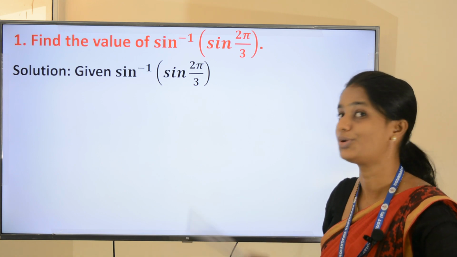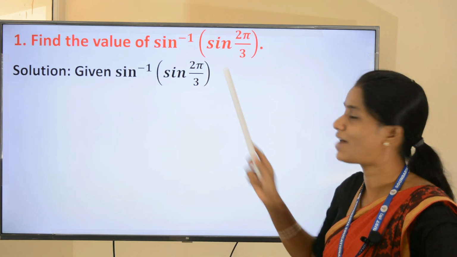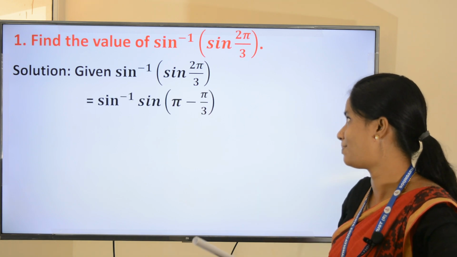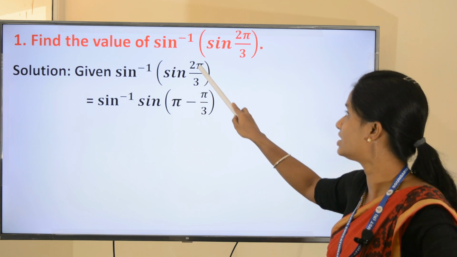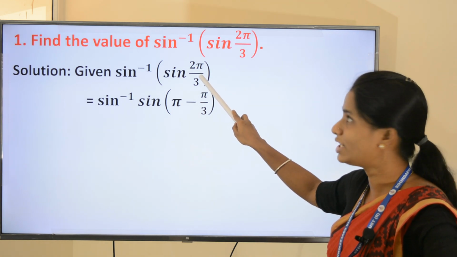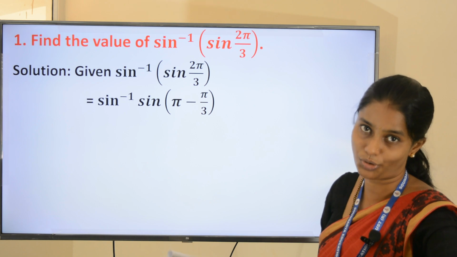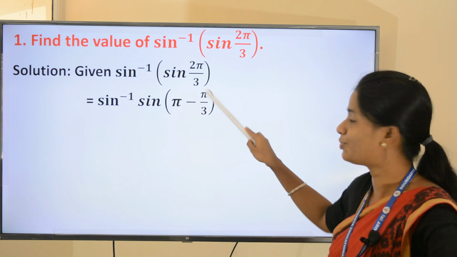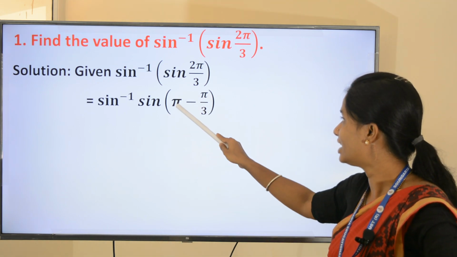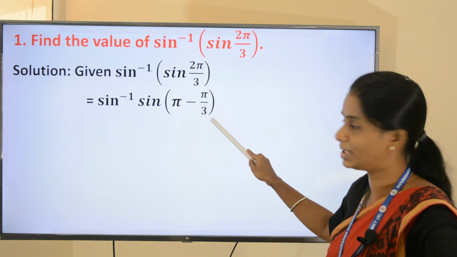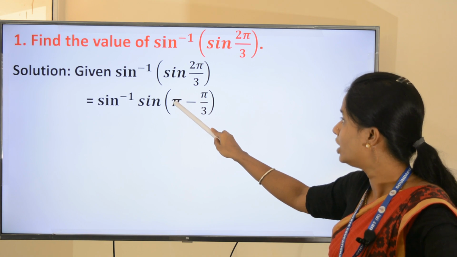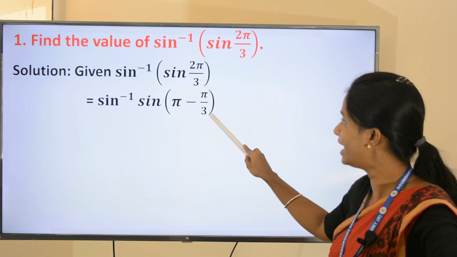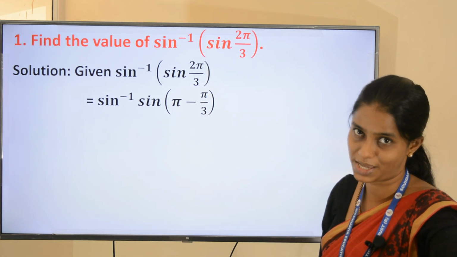Now what we have to do? We have to simplify the given function. How can we simplify? Please observe 2 pi by 3. Pi by 3 is 60 degree. 60 degree into 2 is 120 degree. 120 degree lies in the second quadrant. So I have to write it in terms of the second quadrant. How can I write? That is pi minus pi by 3. Please take the LCM, you will get 2 pi by 3 only. Please observe, 3 pi minus pi divided by 3 is equal to 2 pi by 3.